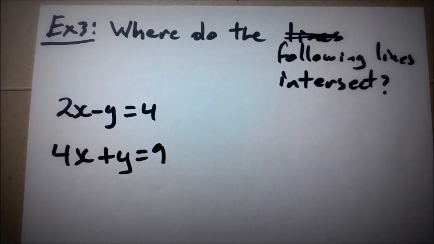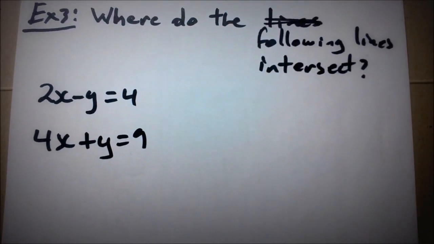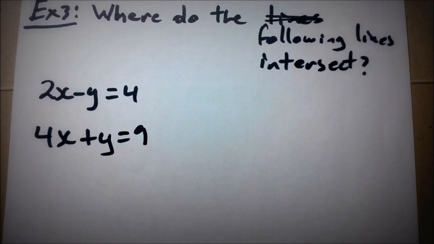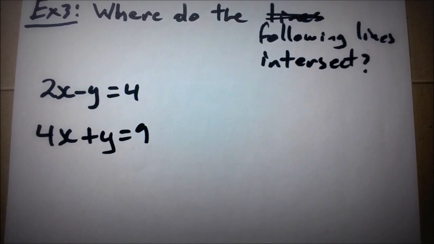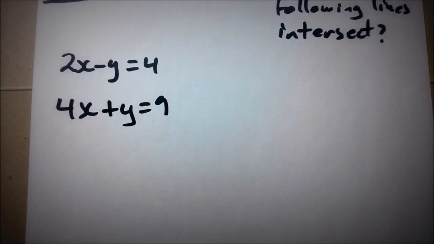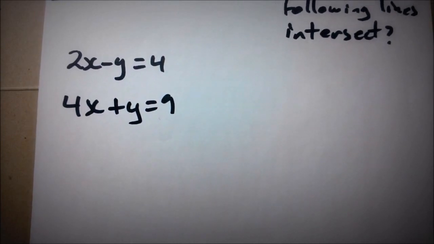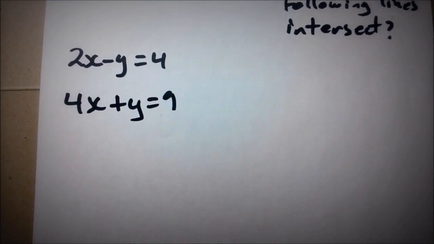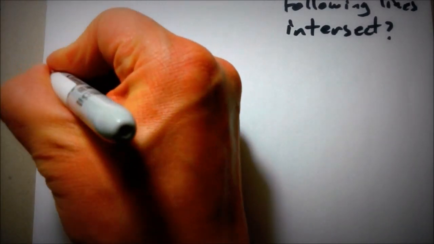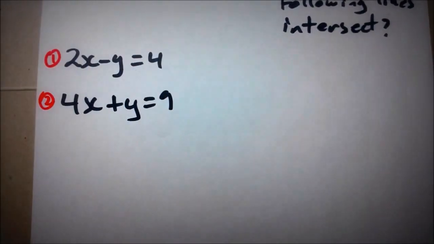Example 3 says, where do the following lines intersect? And they give you these two lines: 2x minus y equals 4 and 4x plus y equals 9. So once again, first step, just label the lines 1 and 2.